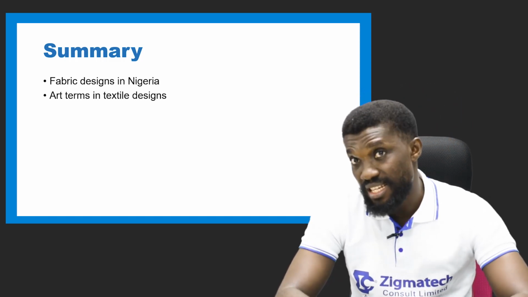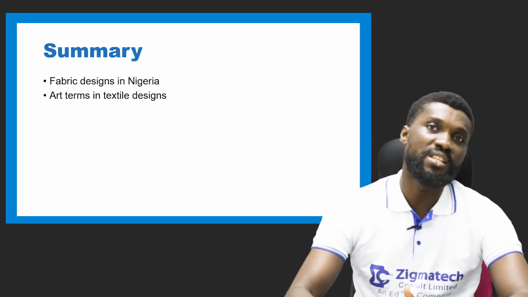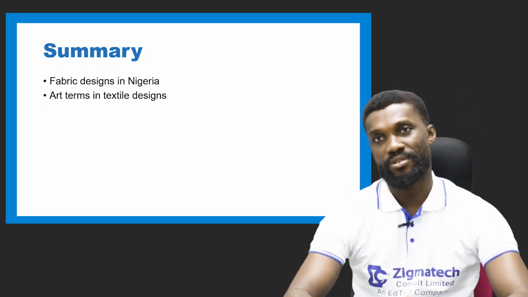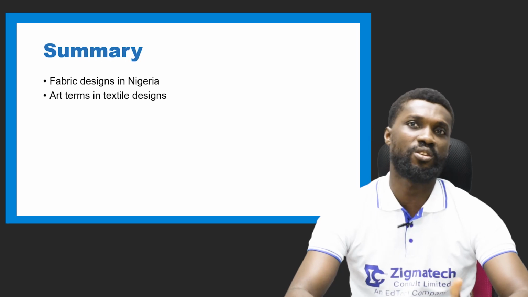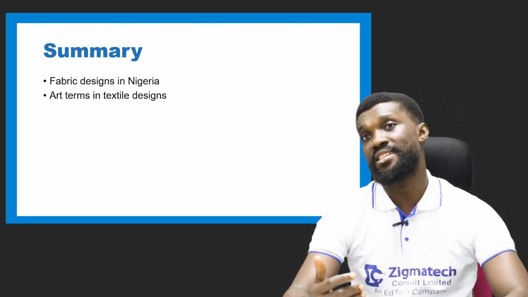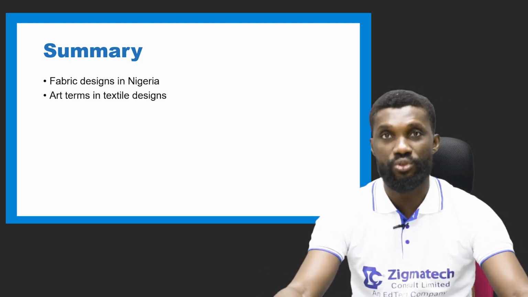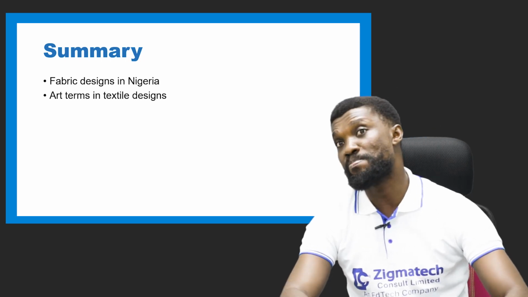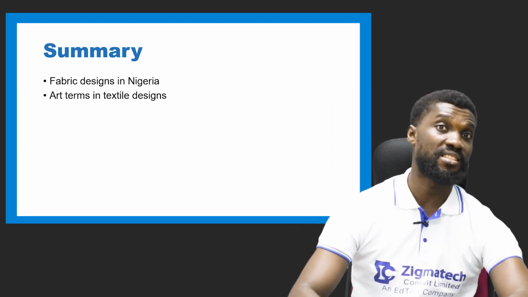And I told you in the north, it is mainly the men that produce the adire, while in the south it is mainly the women. In the north, that's where we have the dye pits, and in the south we have dye pots. You understand? So these are just the minor differences that we talked about.